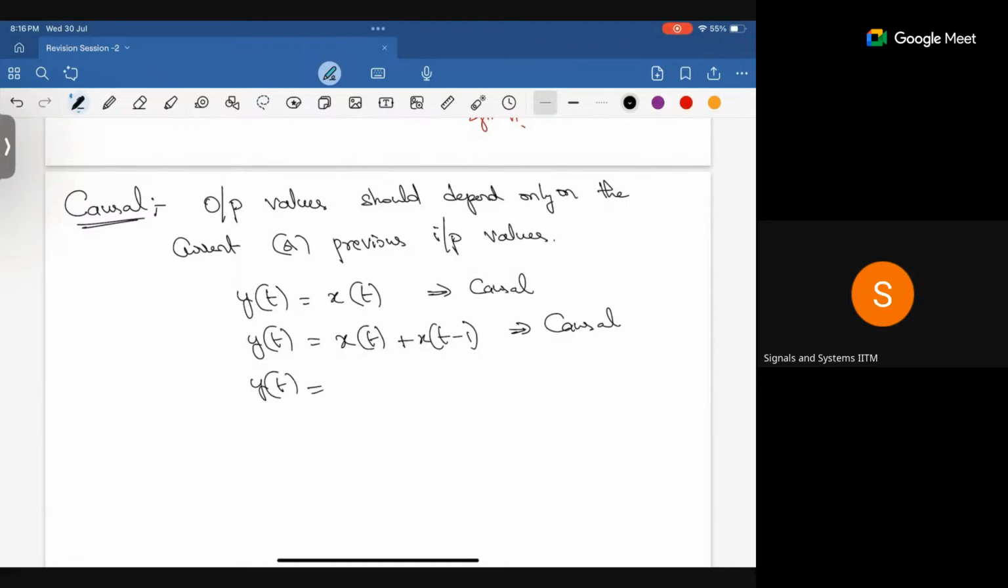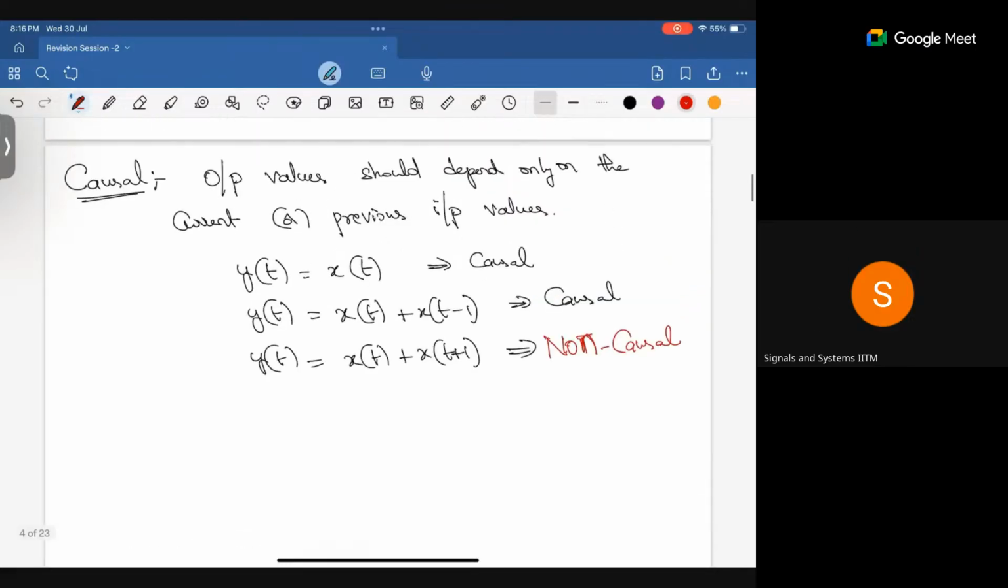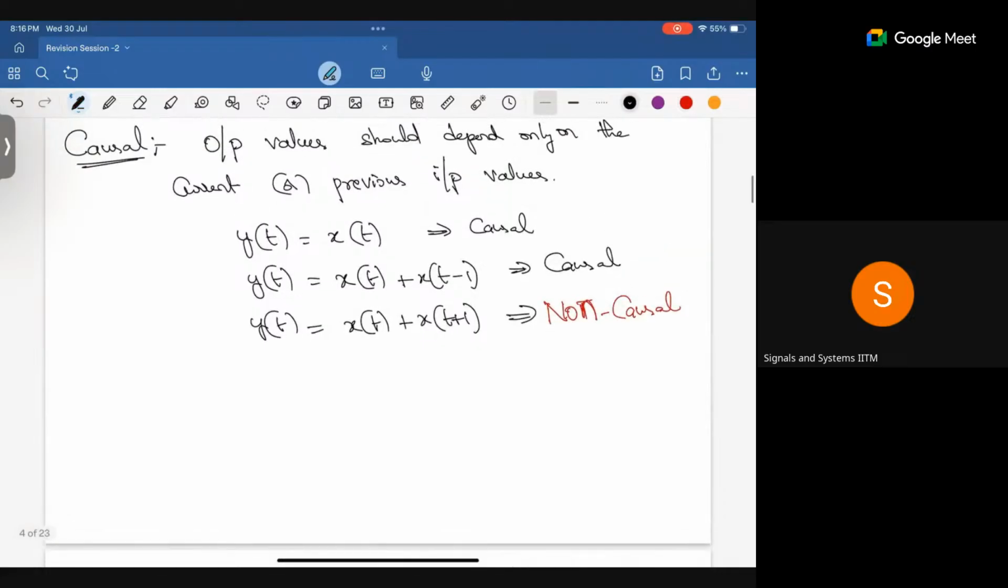Whereas x of t plus x of t plus 1, this is not causal. Right? So these are non-causal systems. Okay, so output values should only depend on the current or the previous values of the input. Okay, so that is causal. This is memoryless. Yeah, next is stability.